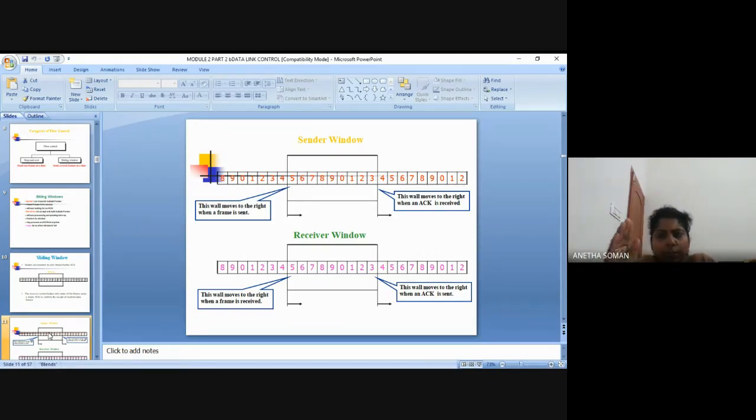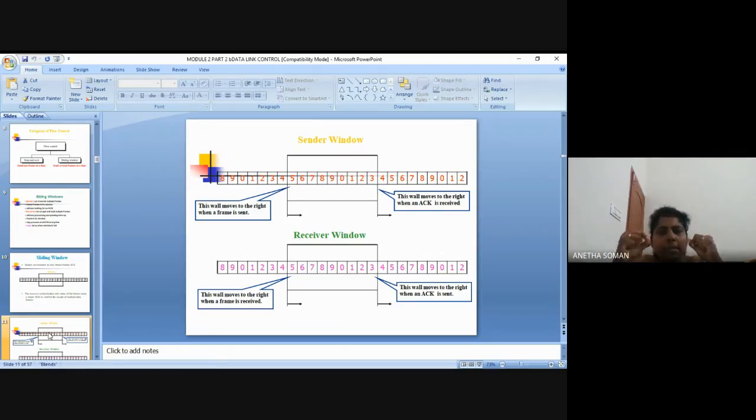The wall that is on the right hand side moves to the right when an acknowledgement is received. So whenever a data frame is sent from the window, the wall slides towards the right, and whenever it receives an acknowledgement from the receiver side, the right hand side of the wall again shifts towards the right. Okay, so that is what happens in the sender window.